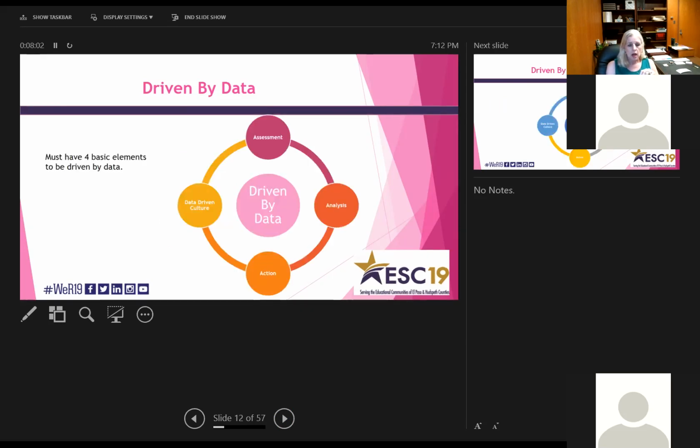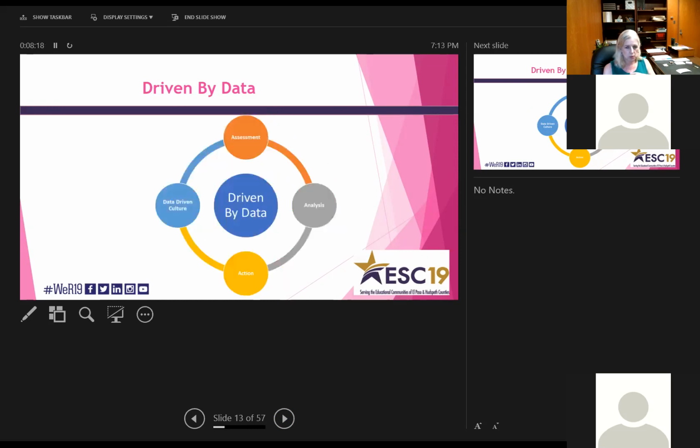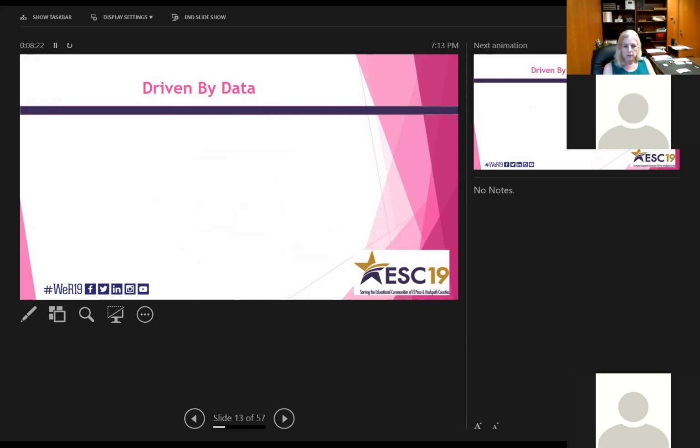So there are 4 basic elements that you have to have when you're doing data, and we've talked about this. There has to be assessment, there has to be analysis, there has to be action, and hopefully we're making all of our decisions based on data. So there's that culture that also supports it. Just another version, I guess, here.